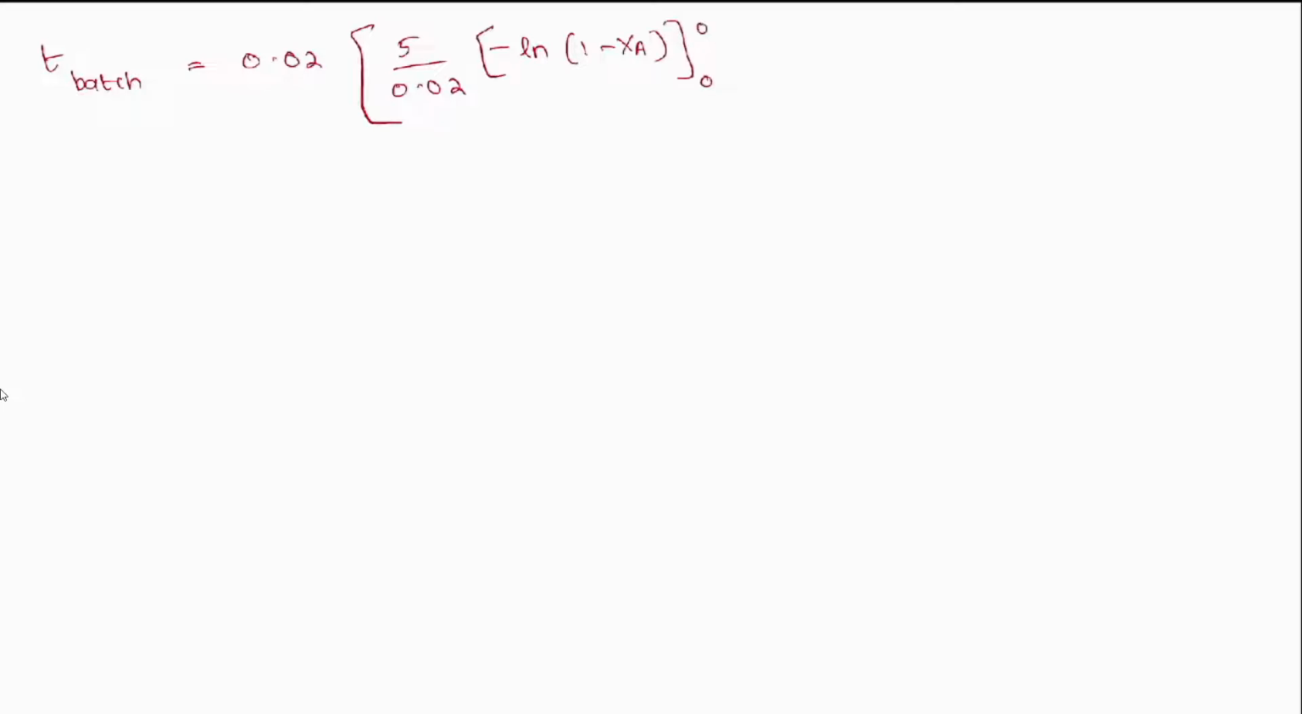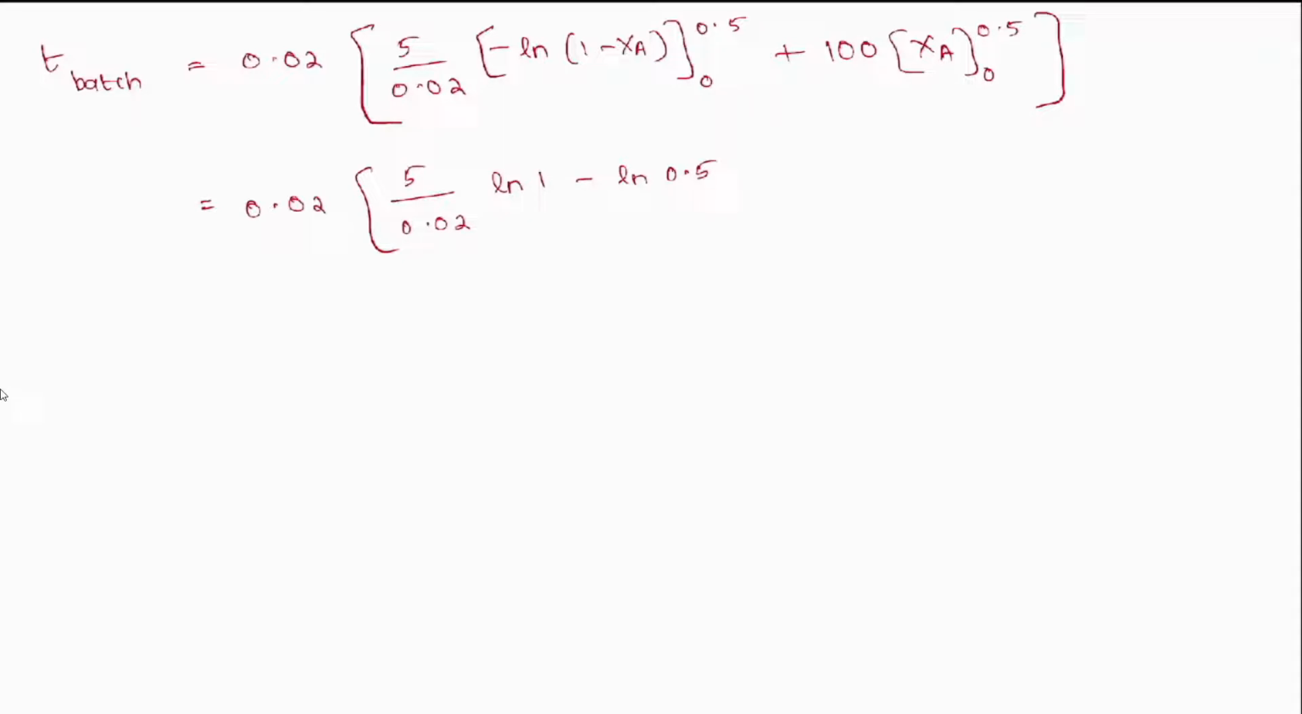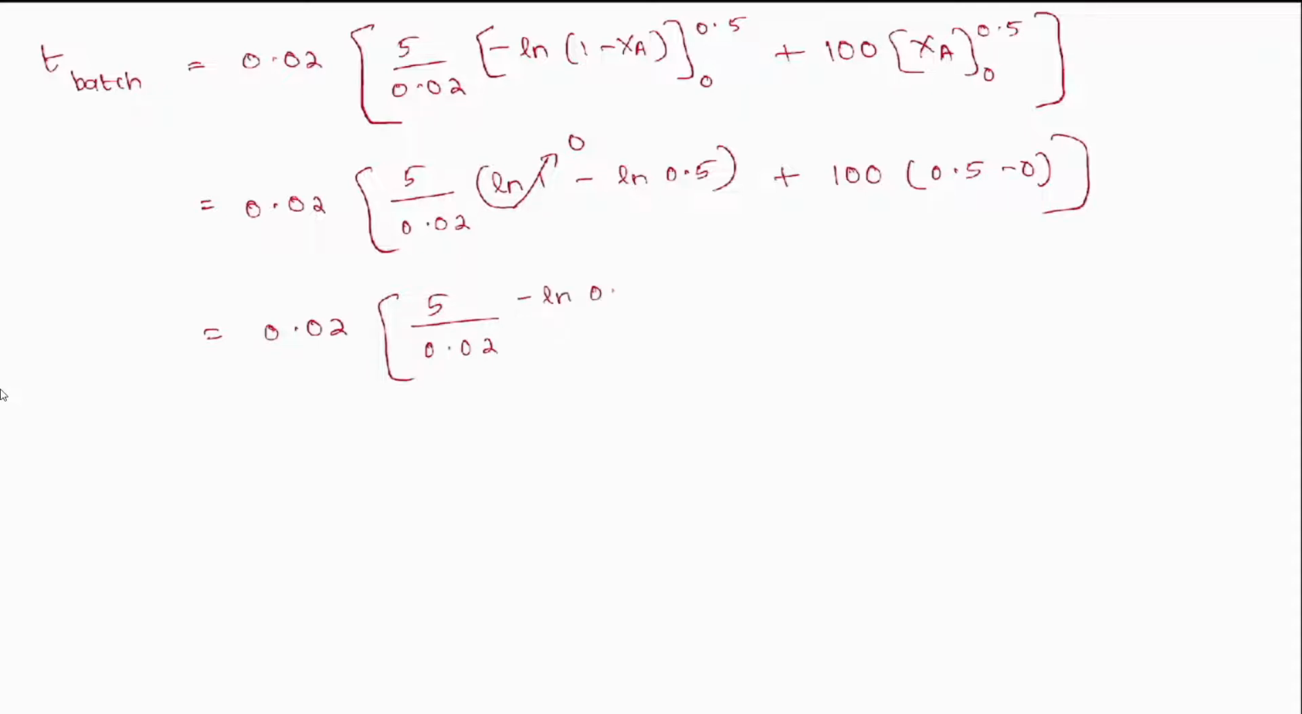So the integral of 1 by x will be ln x, and the integral of 1 by 1 minus x_A will be minus ln of 1 minus x_A. So just take the integral, apply the limits, and we'll get our final term as shown here. So ln 1 will be 0.